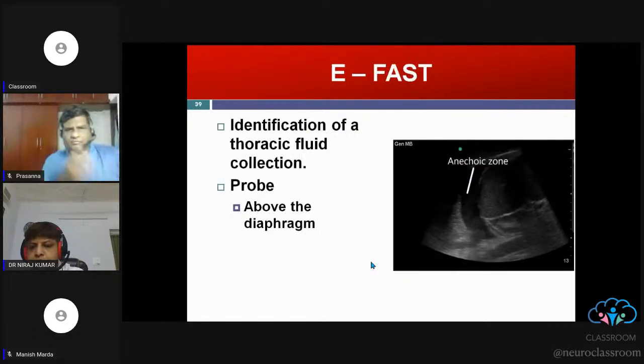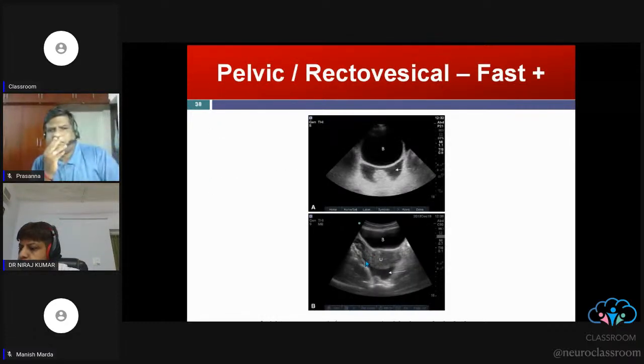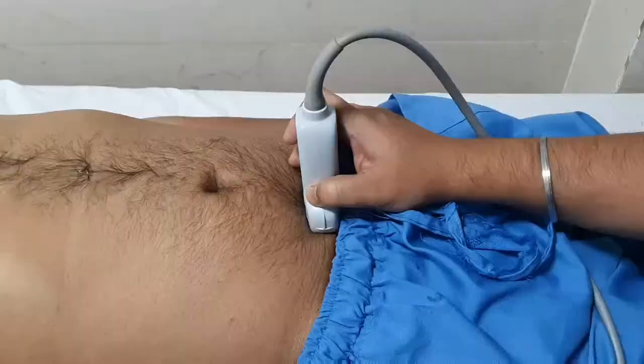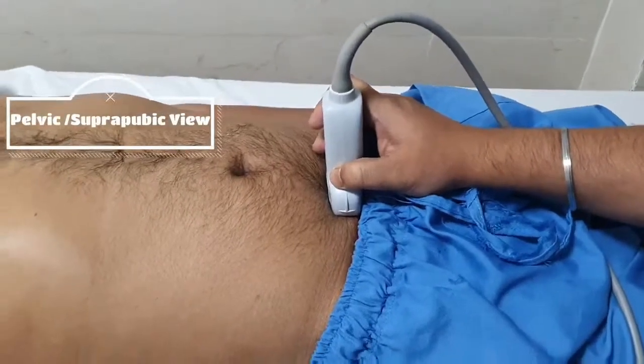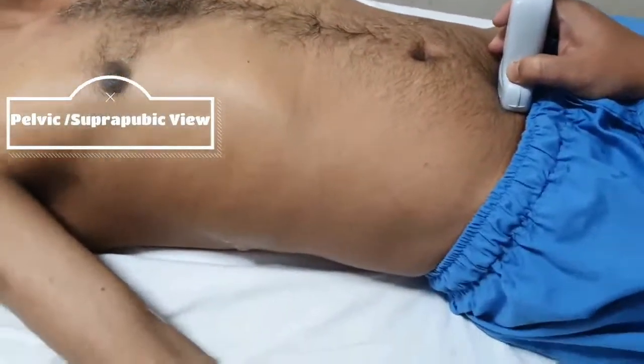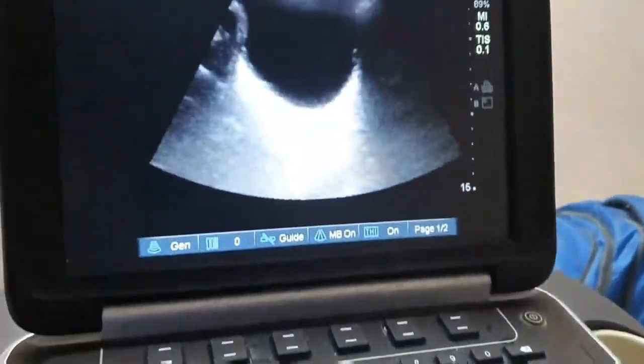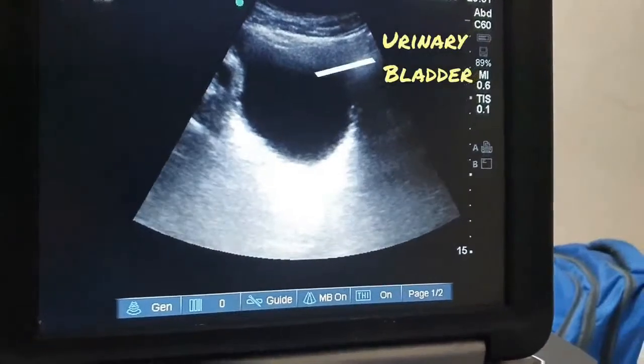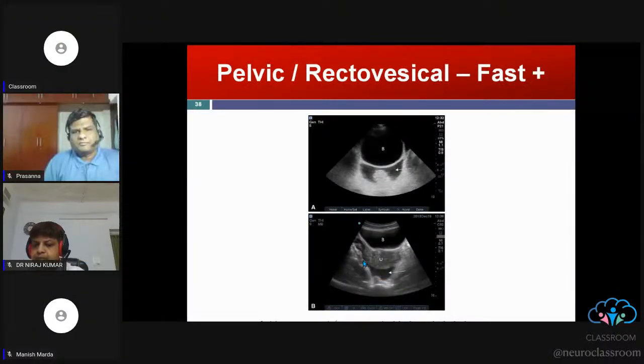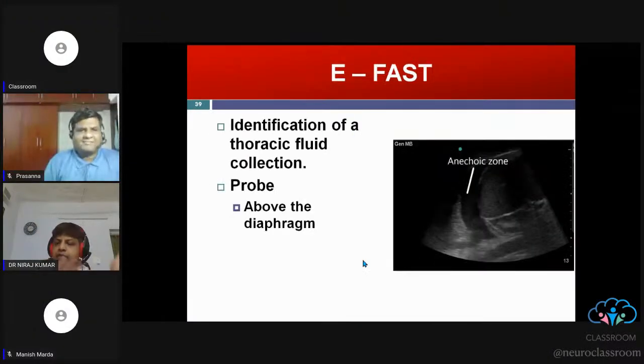So we have a video for this pelvic view, this suprapubic view of the FAST examination. We have used a curvilinear probe in the transverse axis. Here we have to search for any free fluid collection in the area around the urinary bladder. So that was the FAST examination.